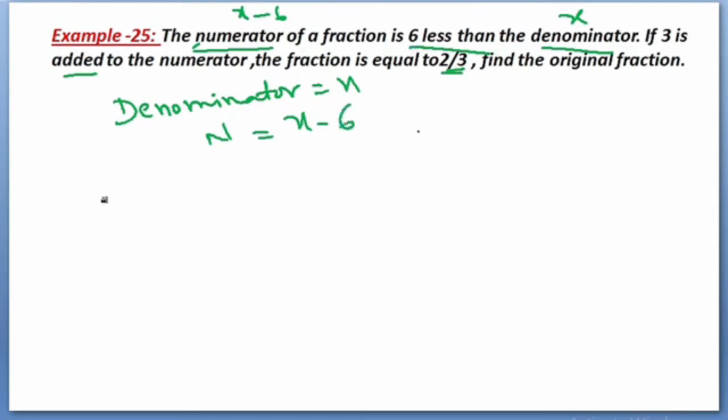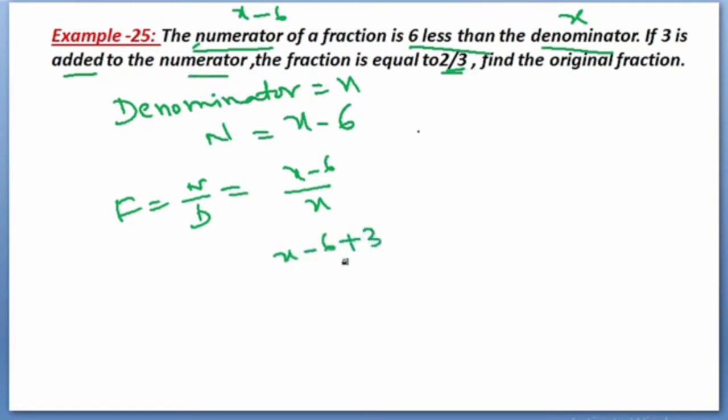And given that 3 is added to the numerator. So what will the fraction become now? The fraction will become numerator by denominator, which is equal to x minus 6 by x. Now this is the fraction. And given that if 3 is added to the numerator, and the denominator we should write as it is, then the new fraction will become 2 by 3. Now we got an equation. Now you can take the cross product, then you will get the x value. Then this is x minus 3 by x, which is equal to 2 by 3.